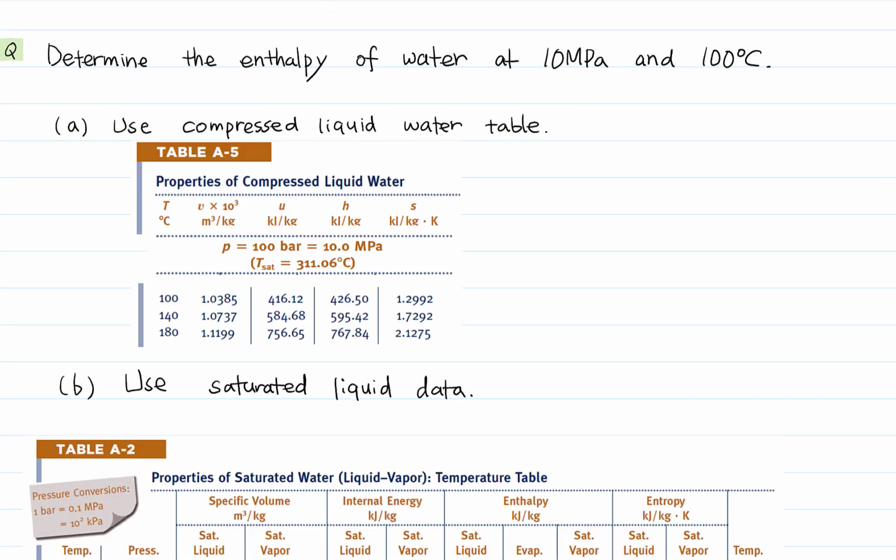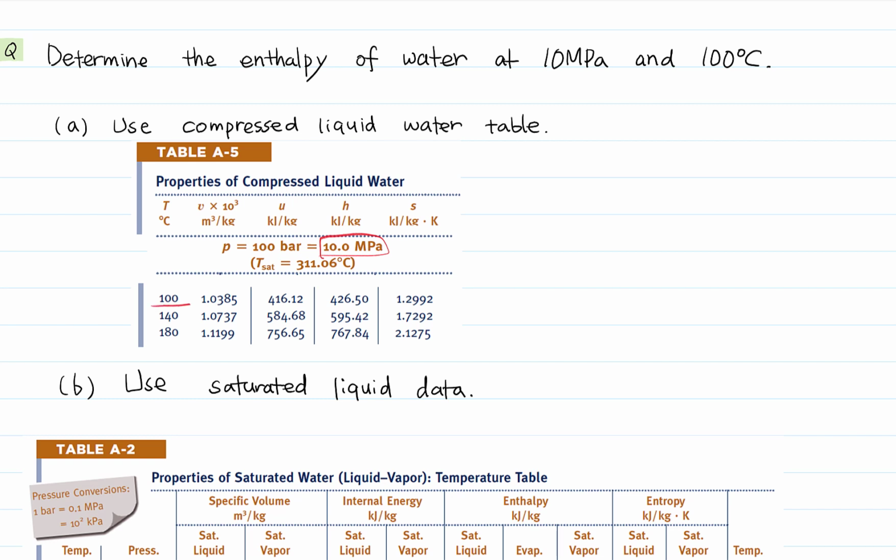Let's take an example. Determine the enthalpy of water at 10 megapascal and 100 degrees Celsius. We are going to use three different methods to determine the enthalpy of water at the given condition. So first, use the compressed liquid water table. Pressure is given, 10 megapascal, and temperature 100 degrees Celsius.